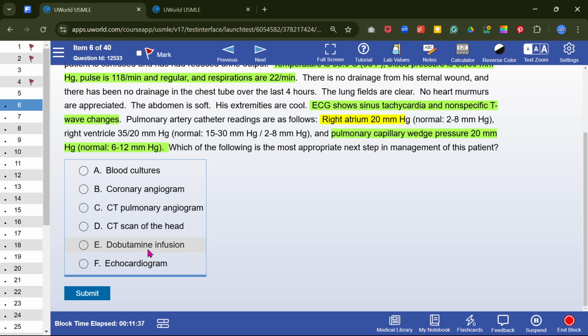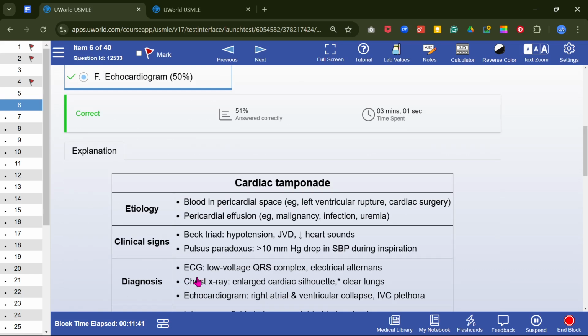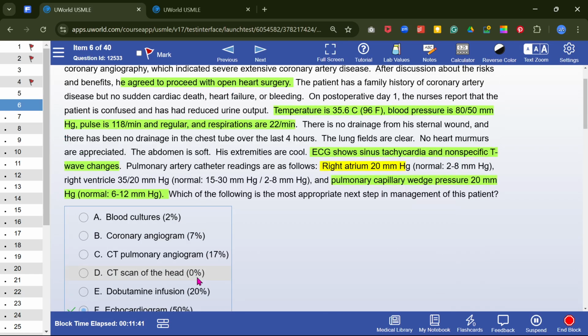Yes, all the pressure will increase. I think the echo should be done. It's tamponade. Yes, in both cases. If you think of both cases, echo is the answer. Why have I said that? If you think pulmonary embolism and the patient is hemodynamically unstable, what will you do? Echo. And if you think it is cardiac tamponade, like hypotension, tachycardia, tachypnea, again echo is the answer.